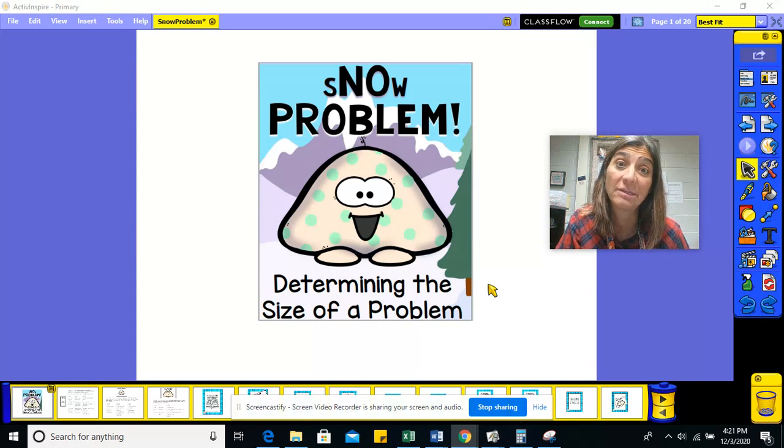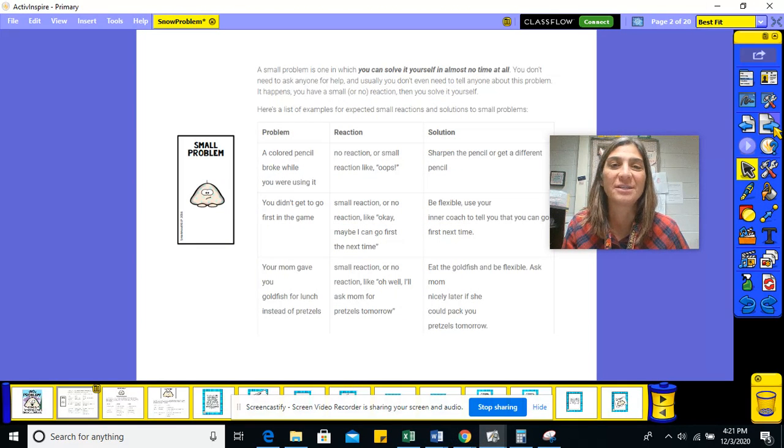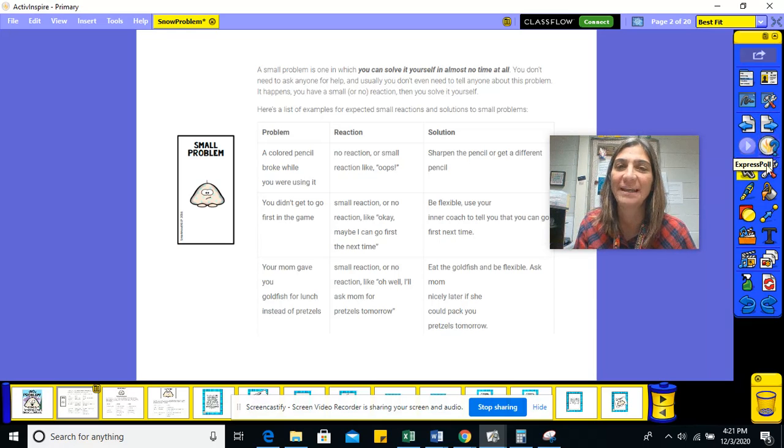And we're going to do it using these little piles of snow. Get it? Snow problem. Ha ha ha. So let's review first what I'm talking about when I talk about the size of your problem. For each event, for everything that happens to you, you can determine what size that problem is.